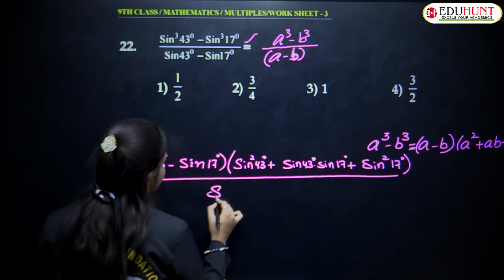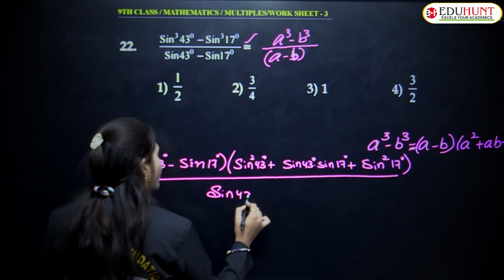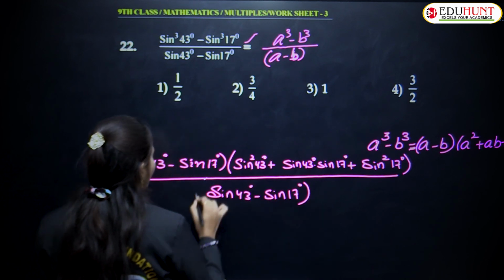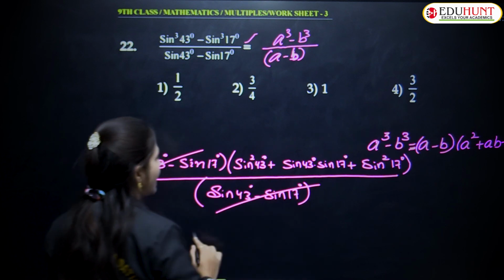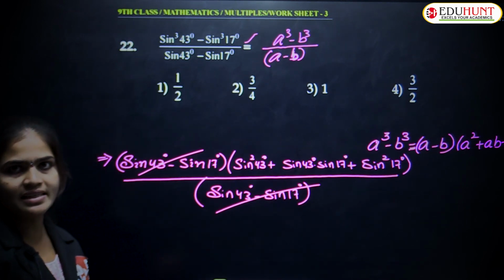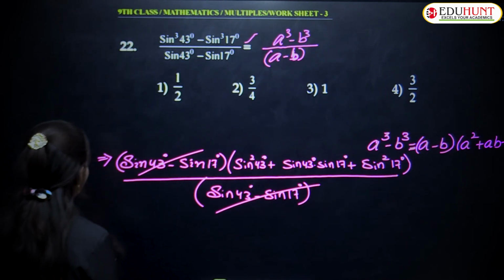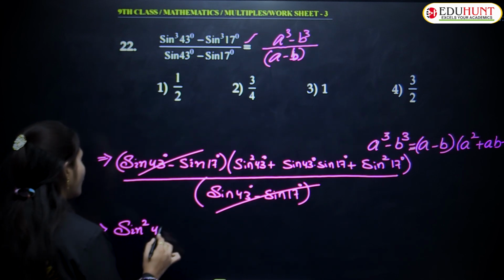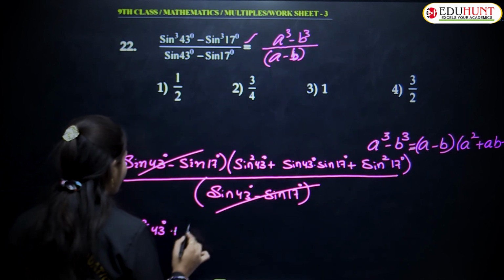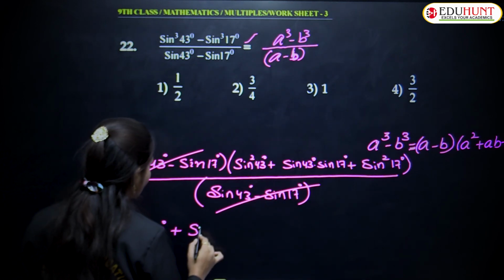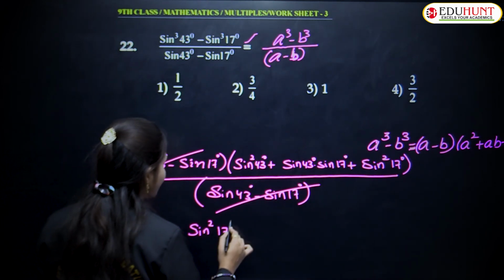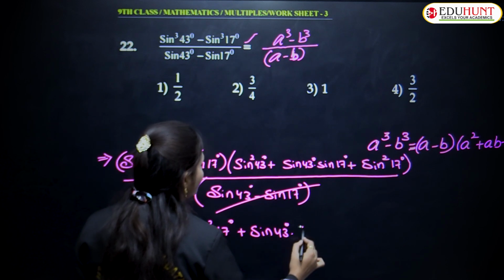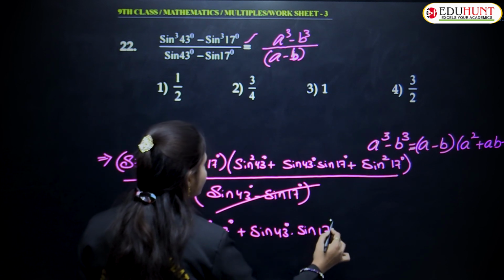Whole by a minus b. a minus b means sine 43 degrees minus sine 17 degrees. So these two get cancelled, sine 43 minus sine 17 degrees gets cancelled, and the leftover is sine square 43 degrees plus sine square 17 degrees plus sine 43 degrees into sine 17 degrees.